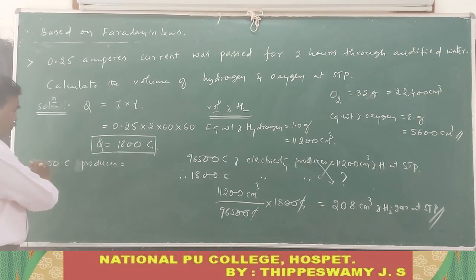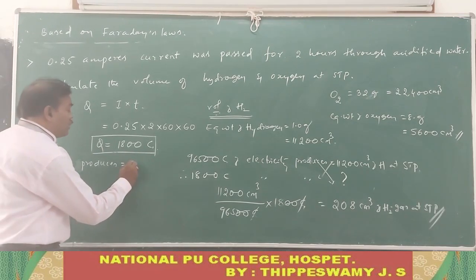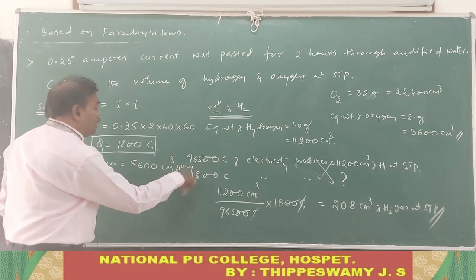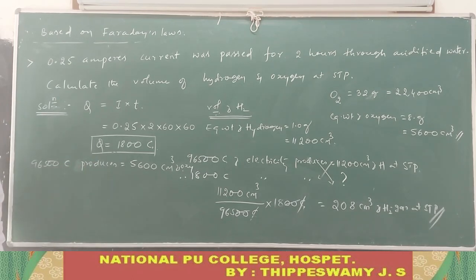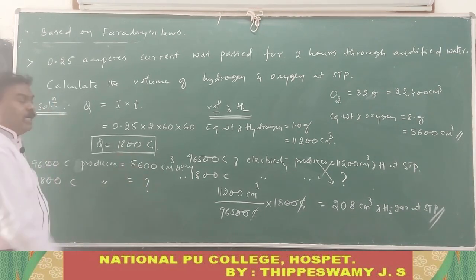Now you tell me, 96,500 coulomb produces how much oxygen? That is 5600 cm cube of oxygen at STP. You should know this conversion factor. 96,500 coulomb of electricity produces 5600 cm cube of oxygen at STP. Therefore, our question is to calculate for 1800 coulomb. So 1800 coulomb produces how much oxygen?